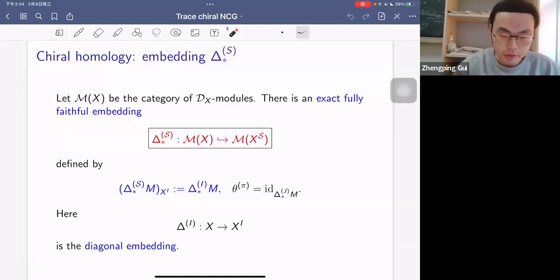So let's come back to X again. Let MX be the category of DX modules. We have an exact fully faithful embedding from the D modules on X to the right D modules on XS. So it is a kind of maximal diagonal embedding. So the definition is as follows.